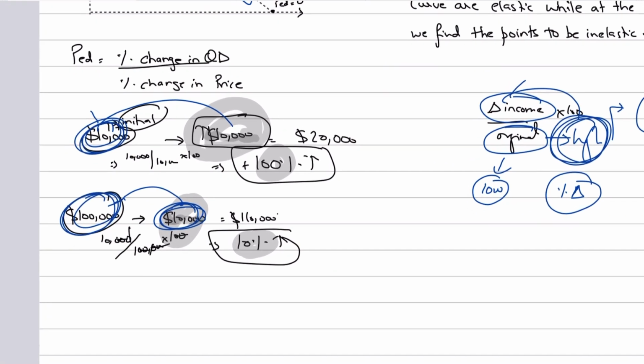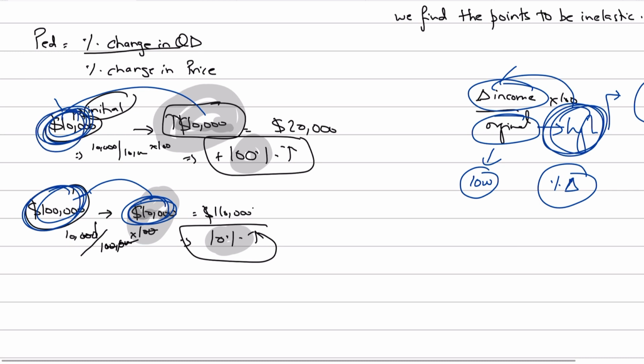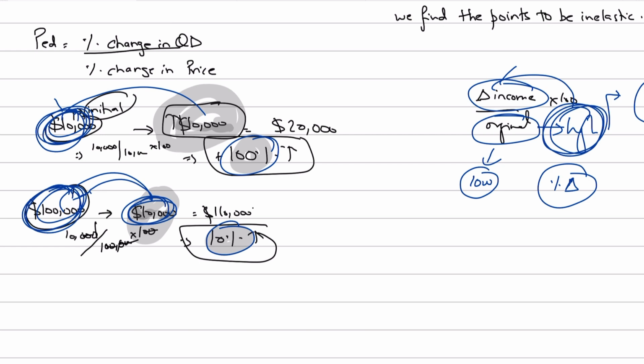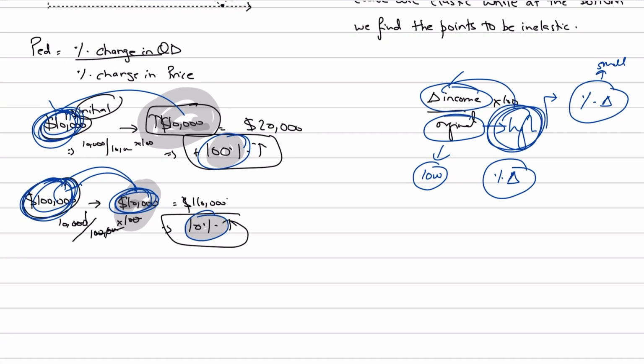Just like if the original was $10,000 and the change was 10,000, the percentage increase was 100%, while if the original was a higher value as compared to the change, the percentage increase was only 10%. Now what we're going to be doing is applying the same arithmetic logic, the same arithmetic rule.